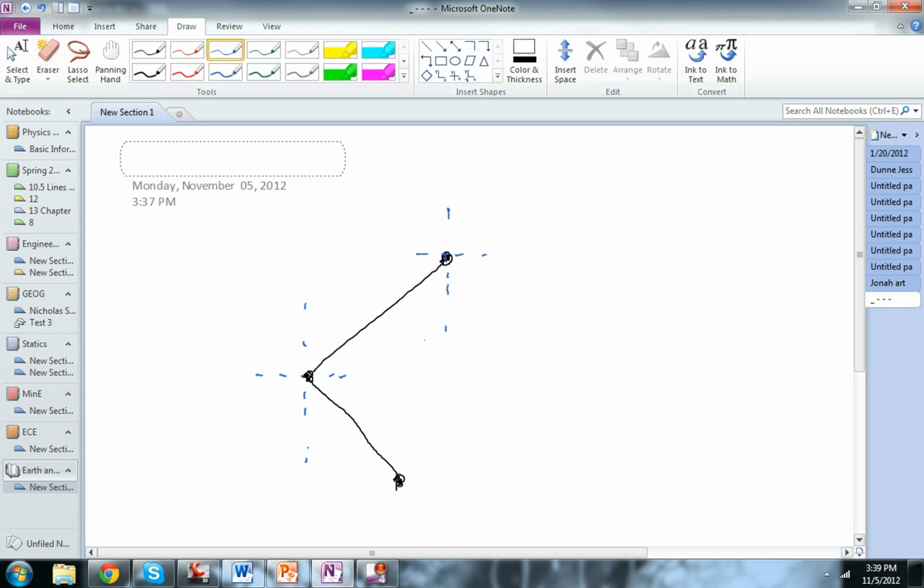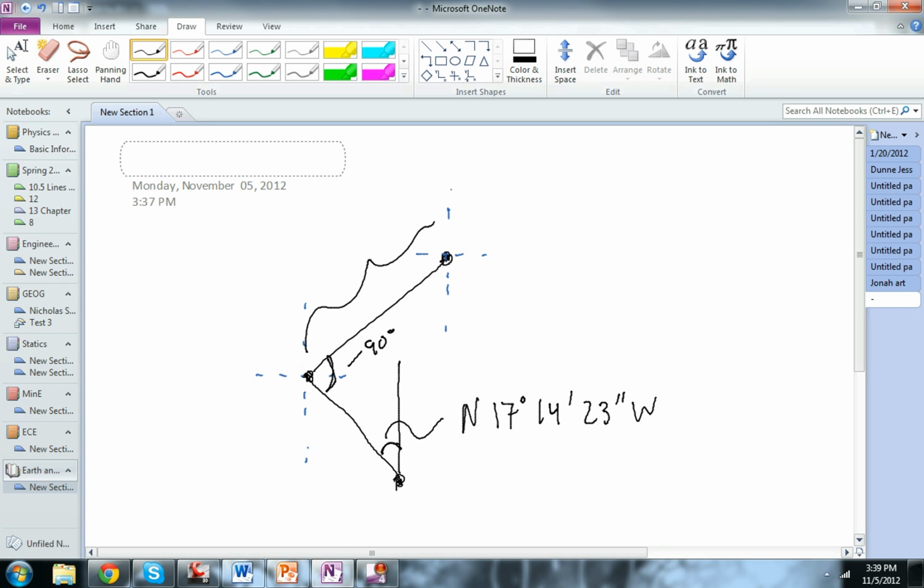So let's say we know this distance right here is north 17 degrees 14 minutes 23 seconds west. And we want to find, I don't know, this angle here is 90 degrees. We'll just go with that. That's an easy one. We want to find the bearing between here, what this bearing is. This is how we would do it.